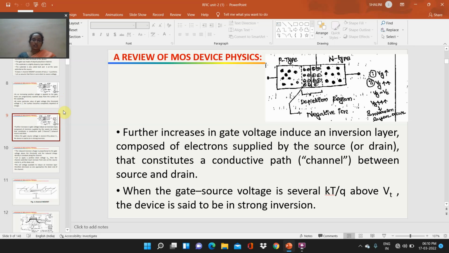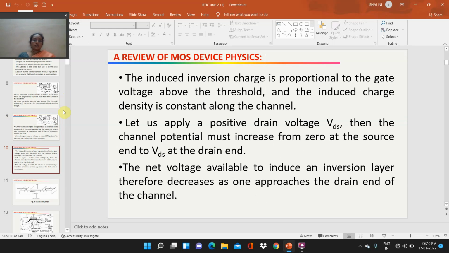When the gate to source voltage is several kT/q above Vt, the device is said to be in strong inversion. The induced inversion charge is proportional to the gate voltage above the threshold, and the induced charge density is constant along the channel.